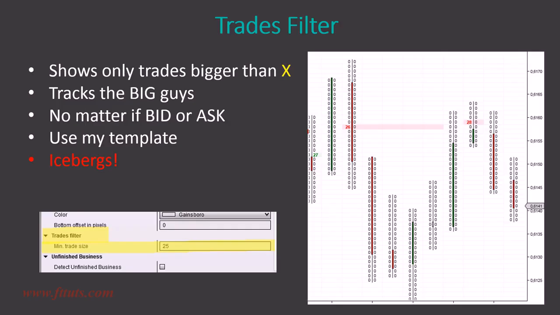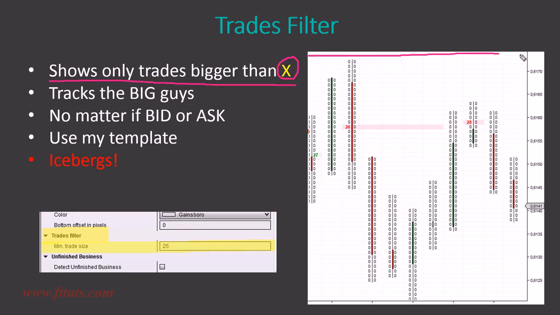Hello guys, in this video I'm going to be talking about the trades filter, which is a pretty cool thing to use with the order flow. And what it does is that the trades filter only shows trades which are bigger than a certain number.